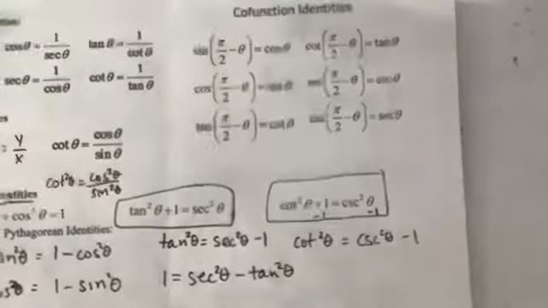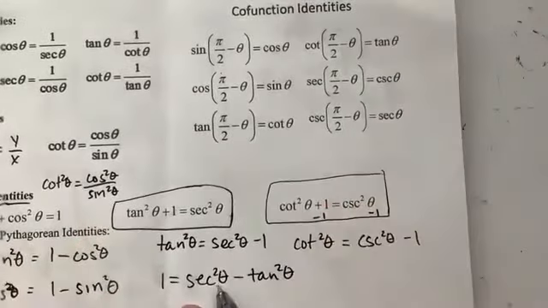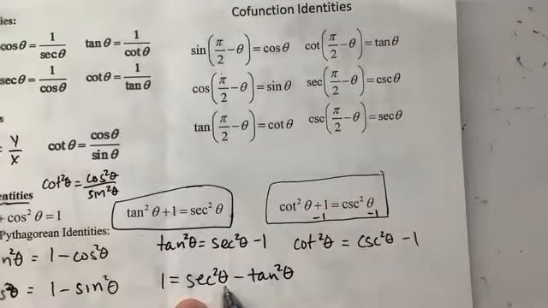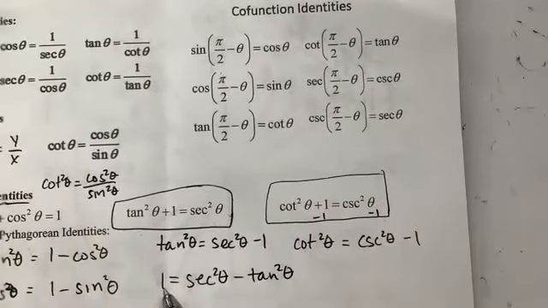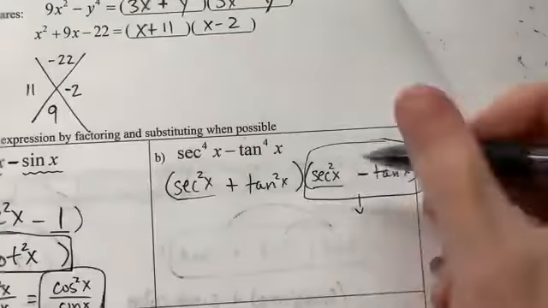So that's another one you could just add to this list. There's a bunch of forms you could write this equation in. So if you're ever working in a problem and you see this expression, you can just replace it with a 1. Secant squared minus tangent squared is 1. So this right here could just be 1.